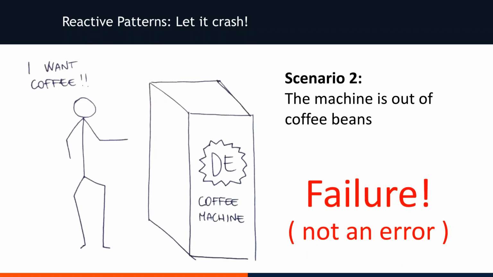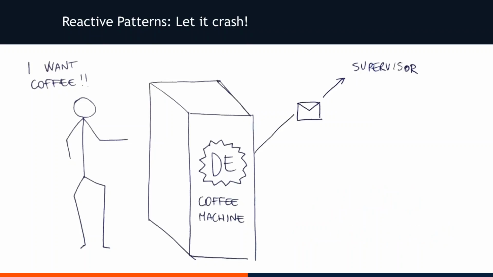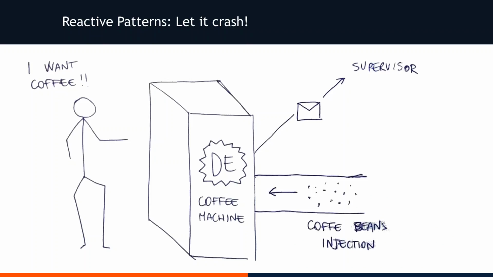So imagine if we were in this ideal world with the supervisor mechanism that I just illustrated. At this point, the coffee machine could send a message to the supervisor. The supervisor could do, on the back end, a coffee beans injection, and the user would get his coffee in a completely transparent manner. How awesome would that be if all coffee machines worked like that?